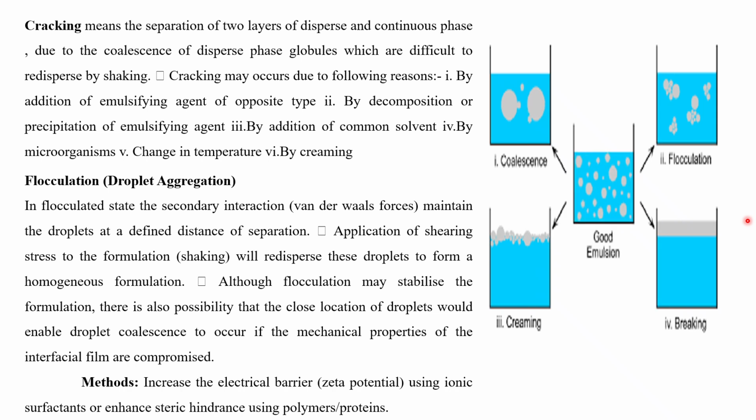If you see the figure, this is a good emulsion, and in case of creaming or cracking or breaking, what happens? Cracking is also called breaking. Separation of two layers is observed. In flocculation, small globules occur, so this is called droplet aggregation. Whereas in cracking it is difficult to form a homogeneous mixture on shaking, in flocculation it is possible.